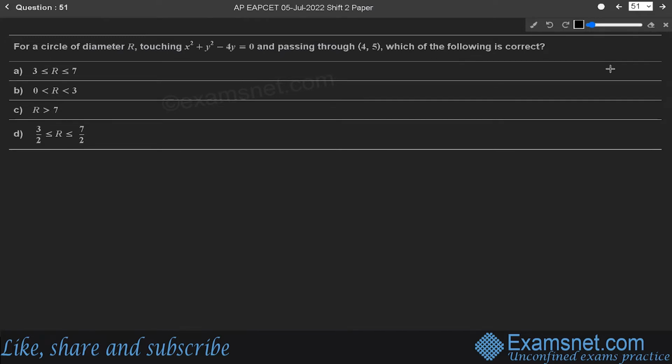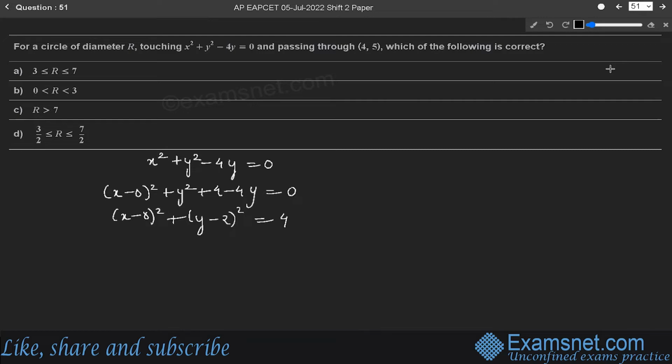Next question is, for a circle of diameter R touching x square plus y square minus 4y is equal to 0 and passing through the point (4, 5), which one of the following is correct? The equation is x square plus y square minus 4y is equal to 0. It can be written as (x minus 0) whole square plus y square plus 4 minus 4y is equal to 4, which is equal to (x minus 0) whole square plus (y minus 2) whole square is equal to 2 square.